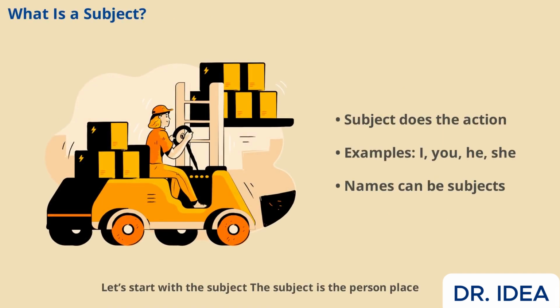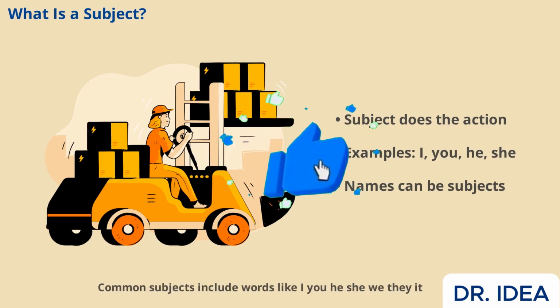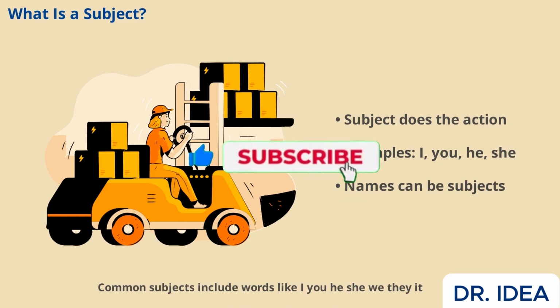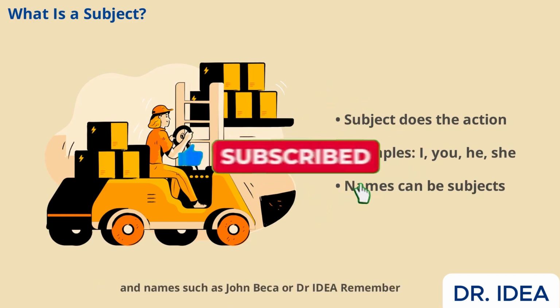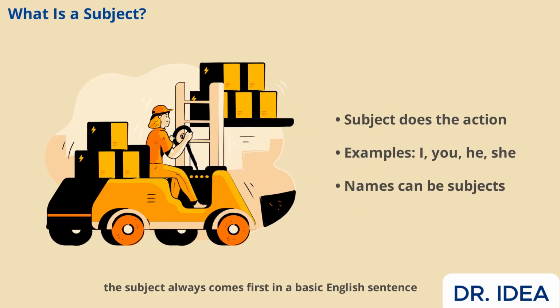The subject is the person, place, or thing that does the action in a sentence. It answers the question, who or what is doing something. For example, in she plays, she is the subject. In the boy runs, the boy is the subject. And in my mother cooks, my mother is the subject. Common subjects include words like I, you, he, she, we, they, it, and names such as John, Bhakow, or Dr. Idea. Remember, the subject always comes first in a basic English sentence.